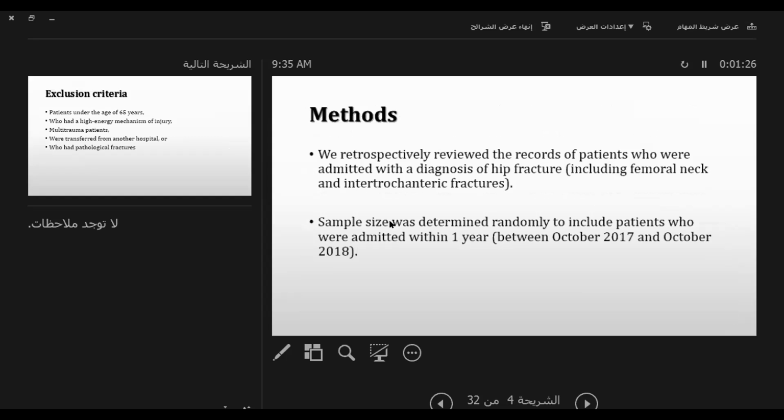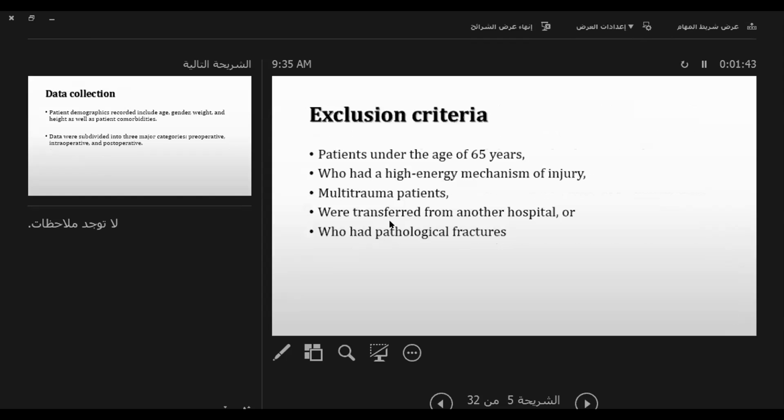We retrospectively reviewed the records of patients who were admitted with a diagnosis of hip fracture, either intertrochanteric fracture or femoral neck fracture, within 1 year between October 2017 and October 2018. We excluded all patients under the age of 65, as the AAOS definition of elderly is 65 or above. Patients who had a high energy mechanism of injury, multi-trauma patients, patients transferred from another hospital, or those with pathological fractures were also excluded.